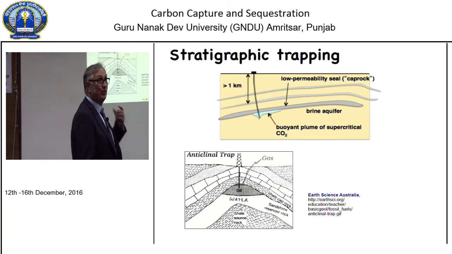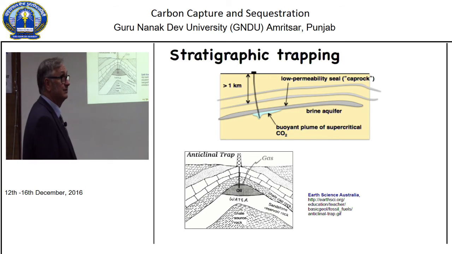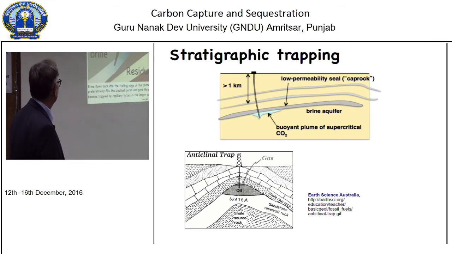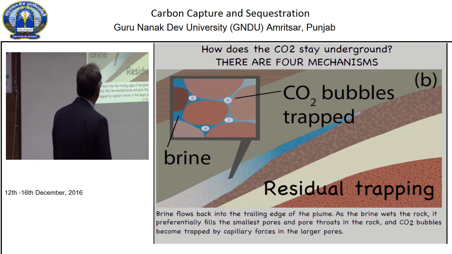So whenever we pull oil out of the ground, it's probably a geology that's very, very similar to this. So for every well that we take oil out of the ground, it's a likely target for us to put CO2 into the ground. The next mechanism is called residual trapping.